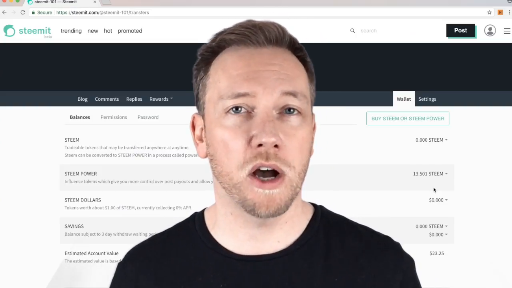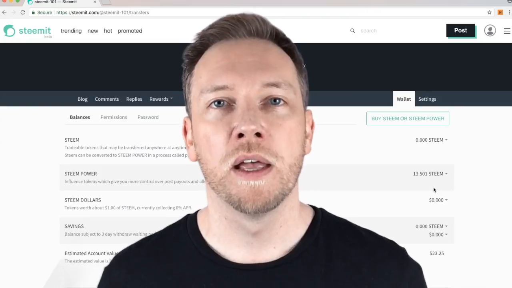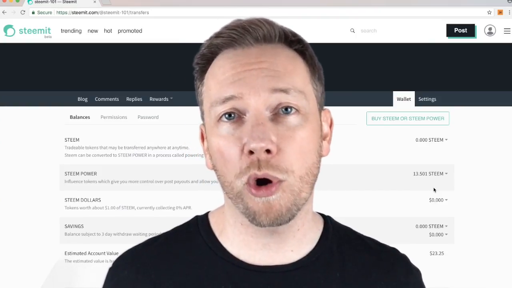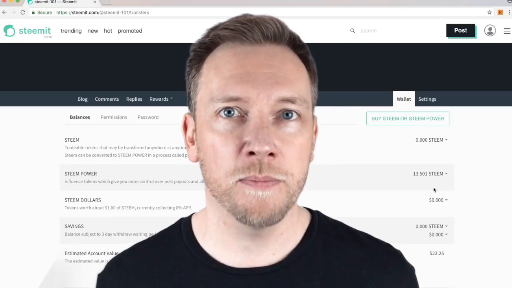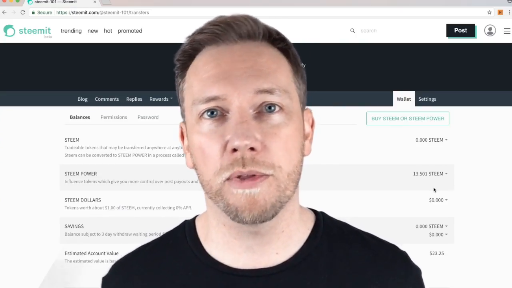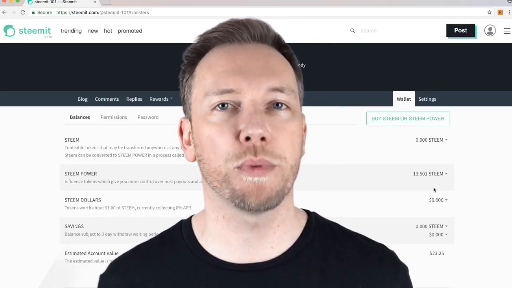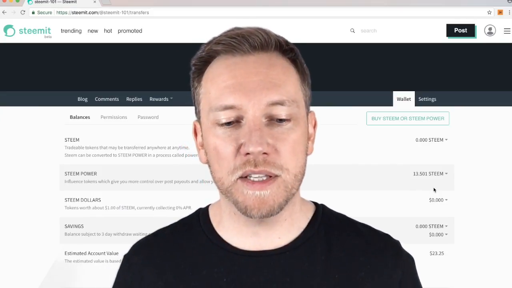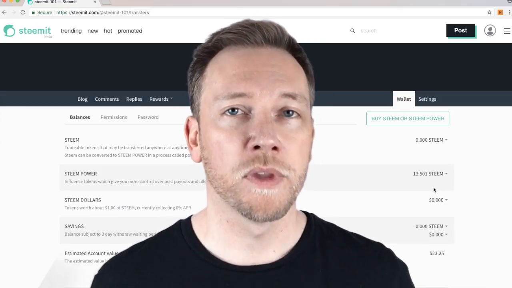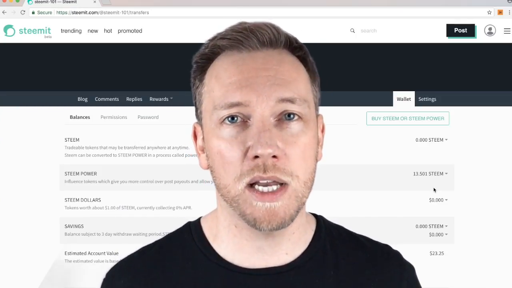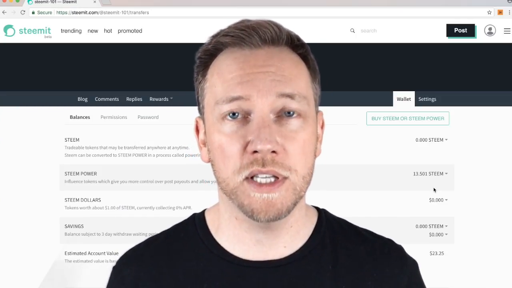Now, if we had 113 Steem Power there, then that upvote would probably be worth 1 or 2 cents. And if you had 10,000 Steem Power, your upvote would probably be worth more than $1. It really depends on what the price of Steem is. But basically, Steem Power makes your vote worth something. It allows you to give people money with your upvote or Steem.